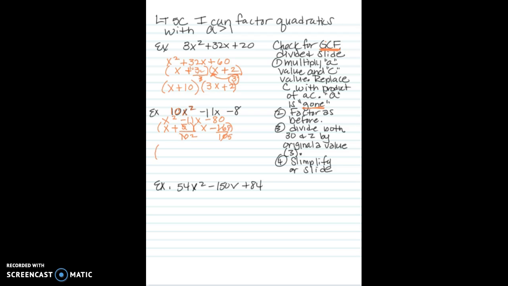So I do have to slide, and I have to actually slide twice. The 2 slides in front of its x, so that factor is 2x plus 1. And the 5 slides in front of its x, so this factor is 5x minus 8.